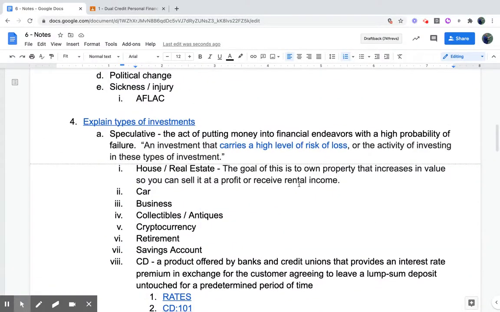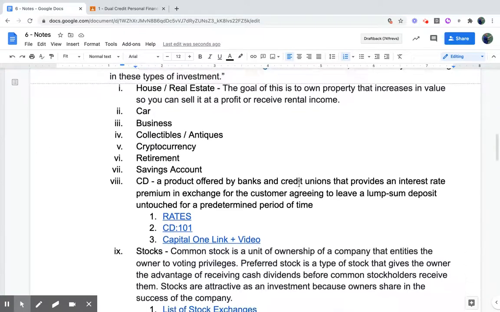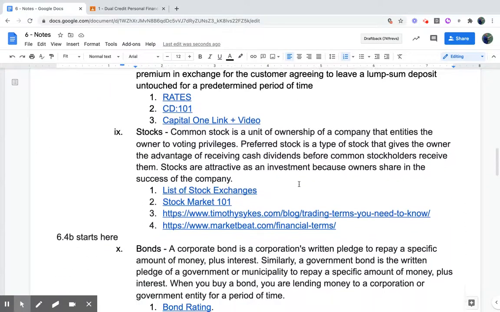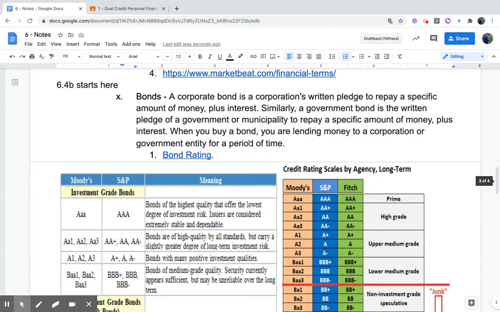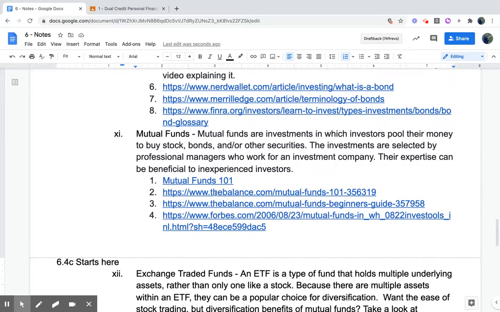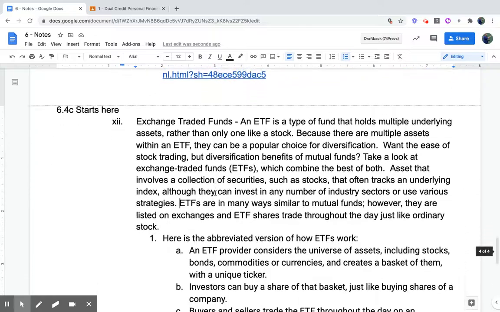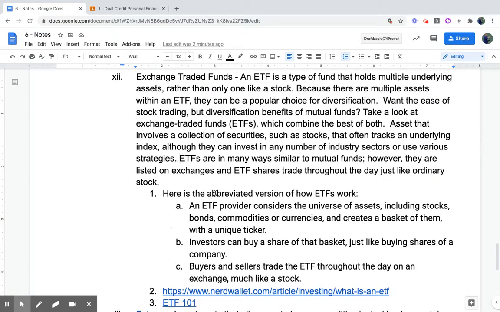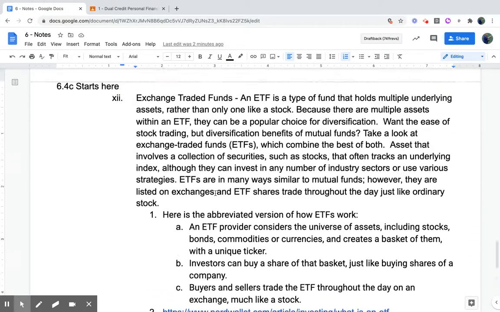Sorry, it's so zoomed. We're talking about types of investments. We talked about speculating. We talked about CDs and stocks. We talked about buying a bond, and we talked about mutual funds. So today we're going to talk about three things: exchange traded funds, futures, and commodities.